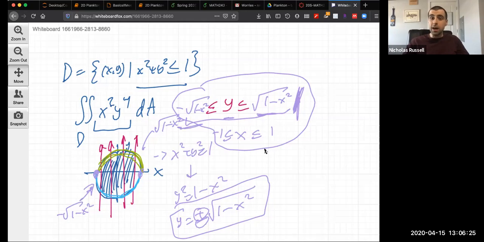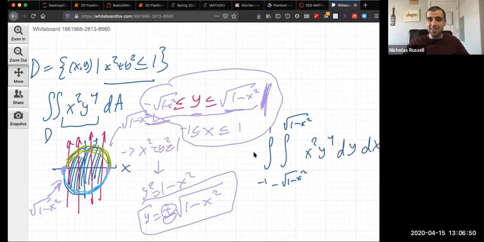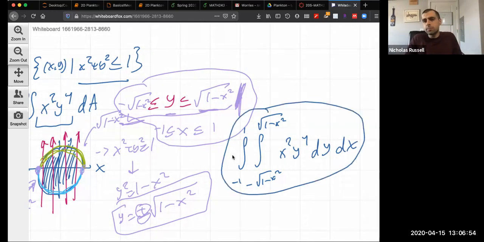So with this in mind, I now have this integral, and I can rewrite it formally. I could write this integral as the integral from negative 1 to 1, of the integral from negative square root of 1 minus x squared to the square root of 1 minus x squared, of x squared y to the fourth, integrated with respect to y first and then with respect to x. And this is my integration here.